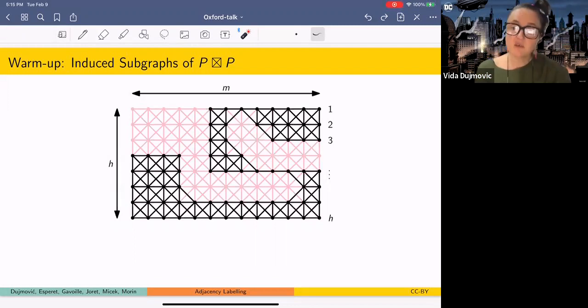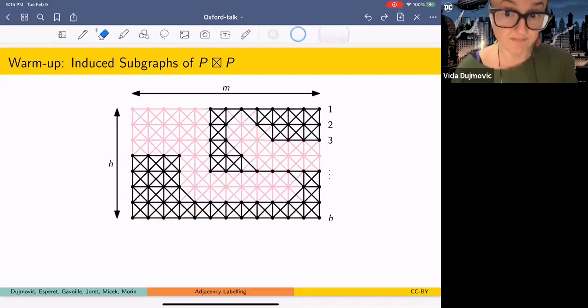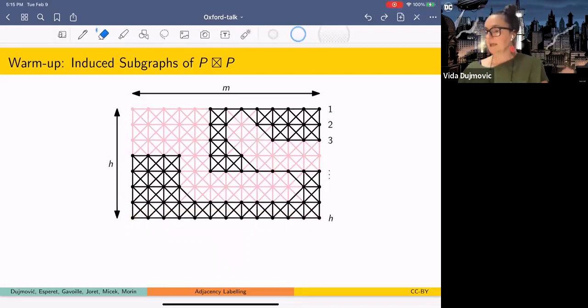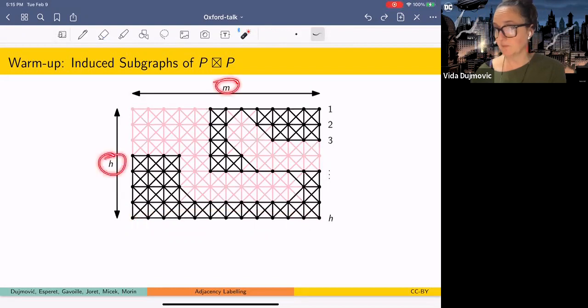And then you have to do more ugly hammering to make it work when one of these things is not a path, but actually a graph of constant tree width. Okay, so let's say the black vertices in the picture. We have here a product of 2 paths, one of length m and one of length h. And I want to label all n-vertex induced subgraphs of that product. In this case, the black graph is my induced subgraph.